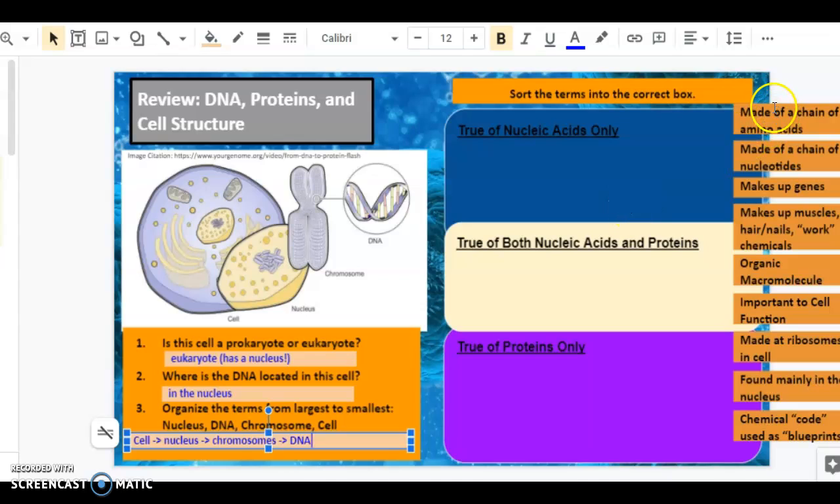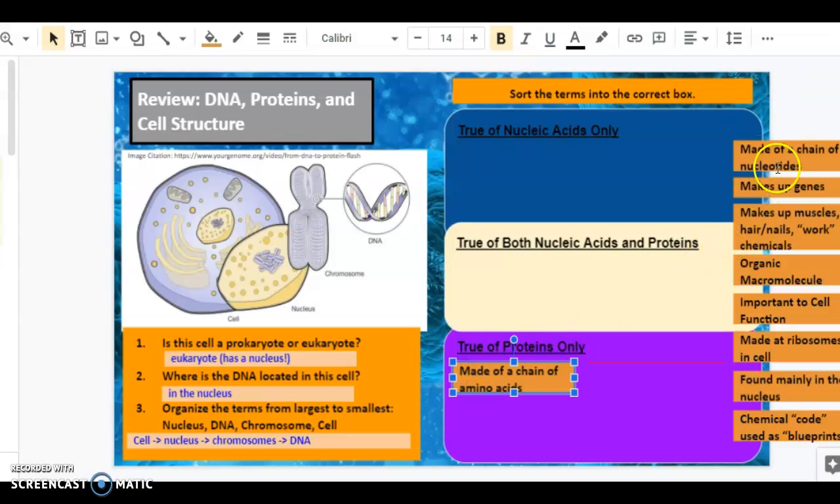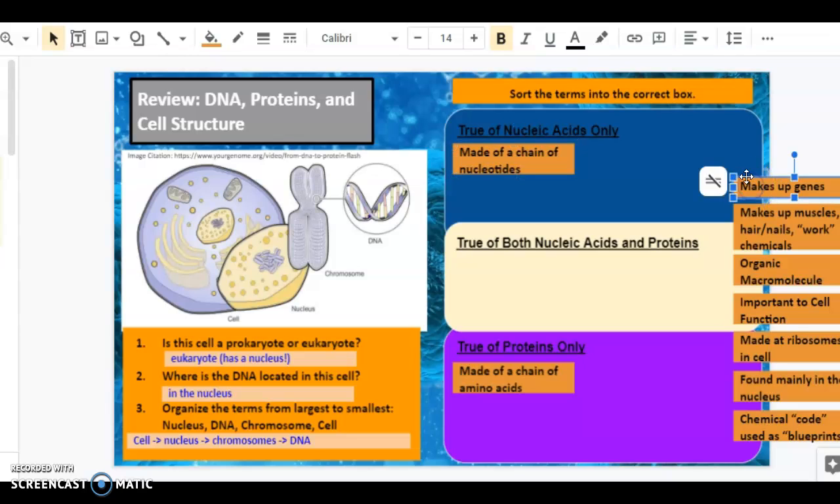So if it's made of a chain of amino acids, which would it belong to? Amino acids make up proteins, so this label describes proteins only. If it's made of a chain of nucleotides, or 2, it's a nucleic acid. Which one makes up genes? Nucleic acids only make up genes. Which makes up muscles, hair, nails, and work chemicals in the cell? That is true of proteins.